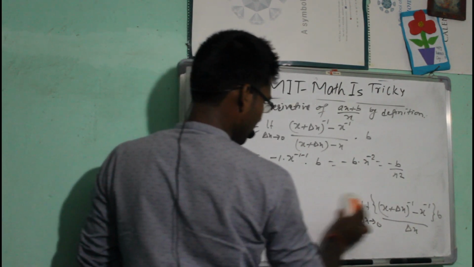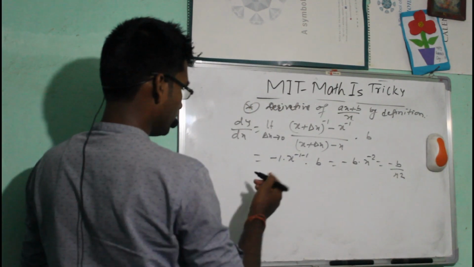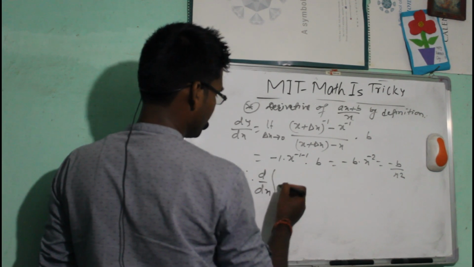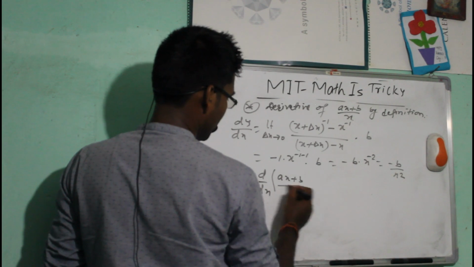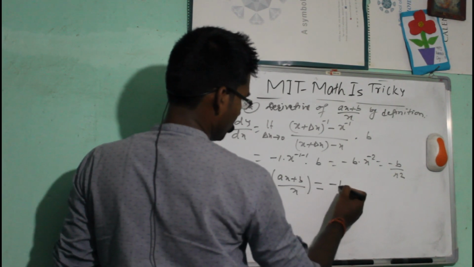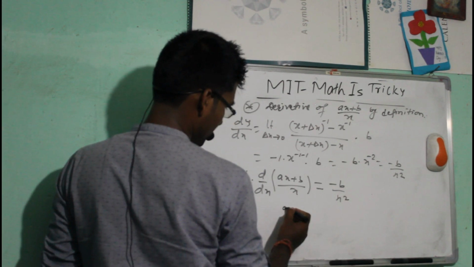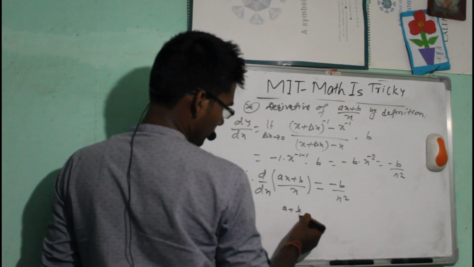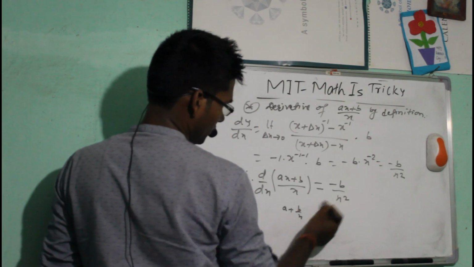Hope you are understanding this. If you have any confusion, please share with me. So therefore we can write the answer: the derivative of (ax + b) by x equals minus b by x square. Actually it is a plus b by x, so the derivative of a is zero since it is a constant, and I just calculated that the derivative of 1 by x is minus 1 by x square, so it will be here.